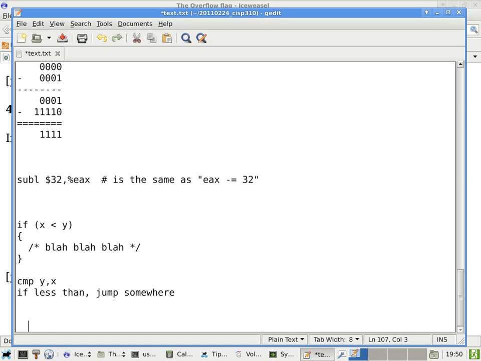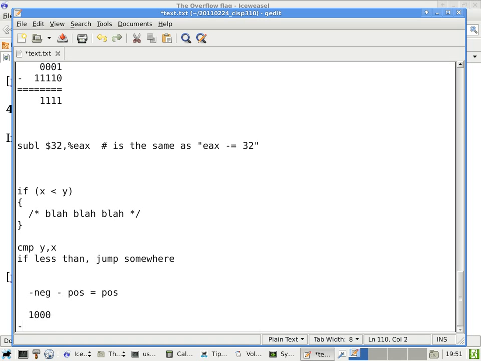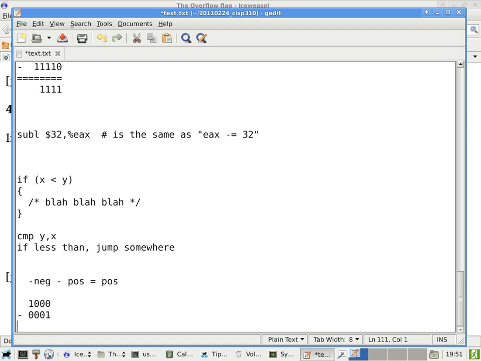So we want to take a negative number minus a positive number and somehow end up with a positive number. Okay, when I say positive, it really means non-negative. Okay, because 0 is also non-negative. 0 is not negative. Okay, let's see if we can make this happen. We can take 1000 as a 4-bit pattern, minus 1 from it. Okay, pretty easy subtraction.